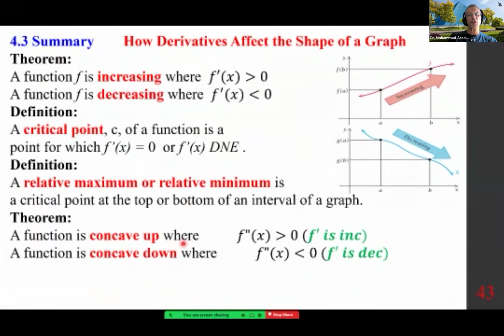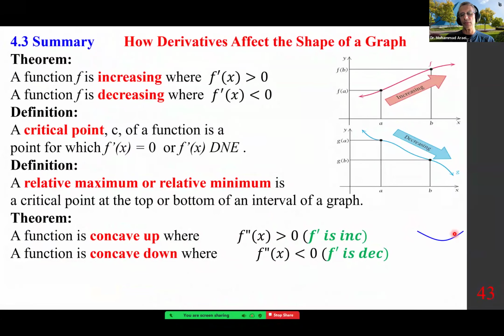A function is concave up where f double prime is positive. That means f prime is increasing. It's concave down when f double prime is negative, meaning f prime is decreasing. So concave up, concave down.